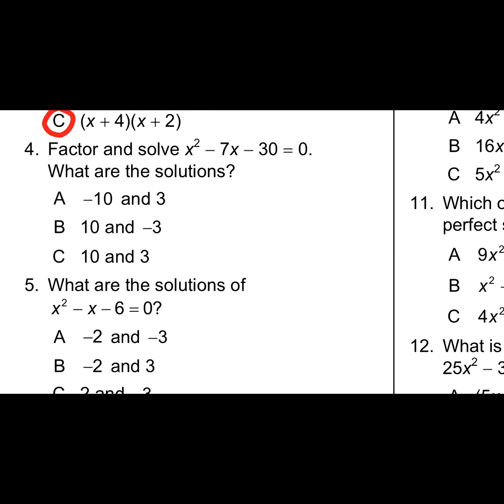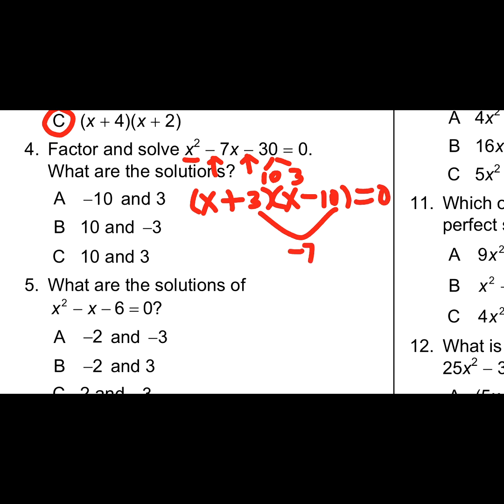Next, question number 4, factor and solve. So we need to factor this once again. The last sign is negative. That means the signs are going to be different in the middle. And then we have x and x, that will get us x squared. And then we need two numbers that multiply to get 30, and the difference is 7, and the bigger one should be a negative number. So looks like 10 and 3. 10 times 3 is 30, and 10 minus 3 is 7. And we want negative 10 and positive 3 because we want to get negative 7 as the middle term. So therefore, those are the factors. And then we're going to solve it for 0. So taking opposite, we have x equals negative 3 and 10. And looks like B is the answer.